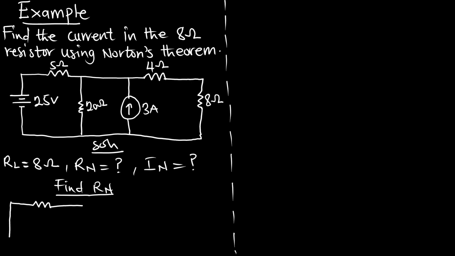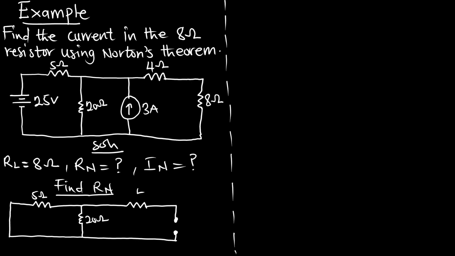Now I also have my 20 ohm resistor, and the current source is open circuit, so no current is flowing through. This is the terminal to the 8 ohm resistor. So this is my diagram. This is how it is going to look like. So this is going to be the 20. Here we have our 5 ohm, we have the 20, and we have the 4. At the terminal here, we will measure the Rn.